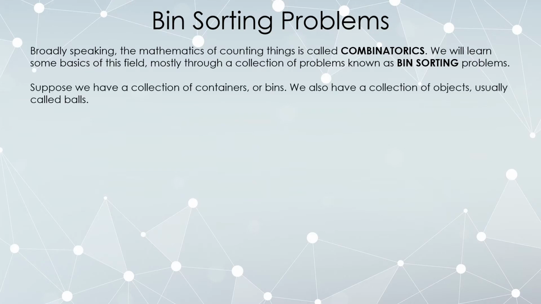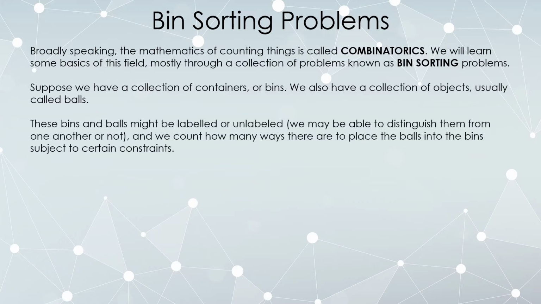Suppose we have a collection of containers, which we're going to refer to as bins, and we also have a bunch of objects, which we usually call balls. So we have bins and balls, which might have labels on them. For example, if you have 5 garbage bins, perhaps they're all totally indistinguishable, or perhaps they're labeled garbage bin number 1 through garbage bin number 5, in which case you can tell when a certain one of them has a certain number of objects in it. Similarly, the balls might be labeled. They may have their own letters or numbers on them, or they might be indistinguishable from one another.